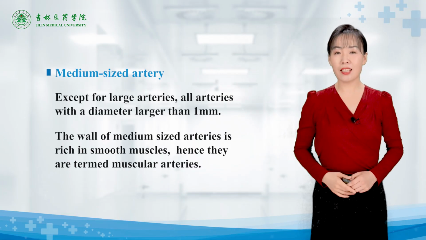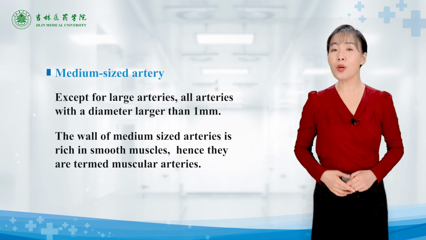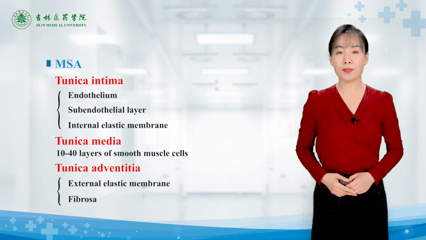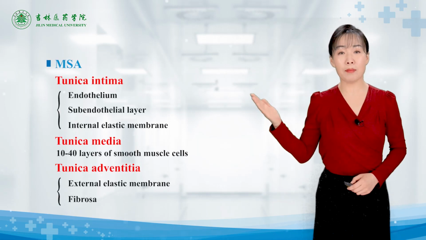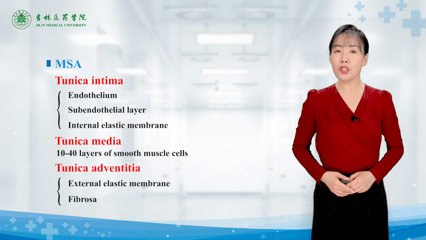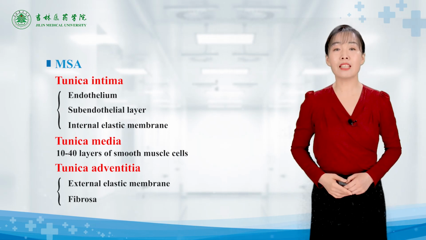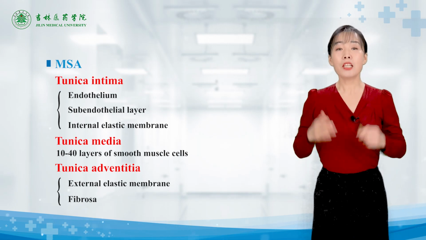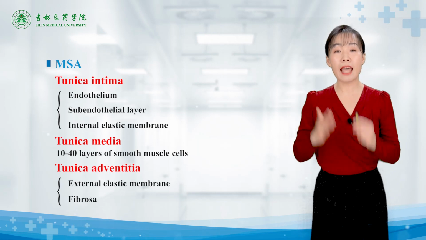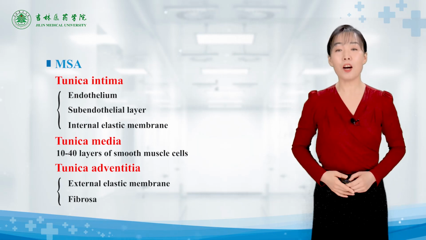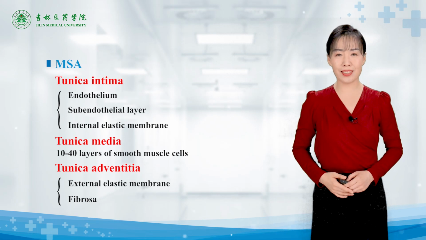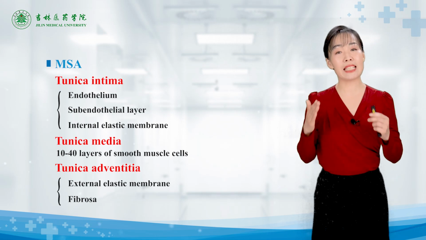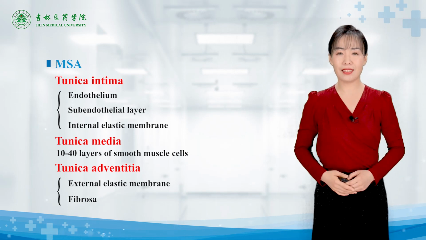Medium-sized artery. We should learn it comparing with the large arteries. Tunica intima. In addition to endothelium and subendothelial layer, tunica intima also includes the third sublayer, internal elastic membrane. Tunica media is composed of 10 to 40 layers of smooth muscle cells. Tunica adventitia includes external elastic membranes and fibrosa.